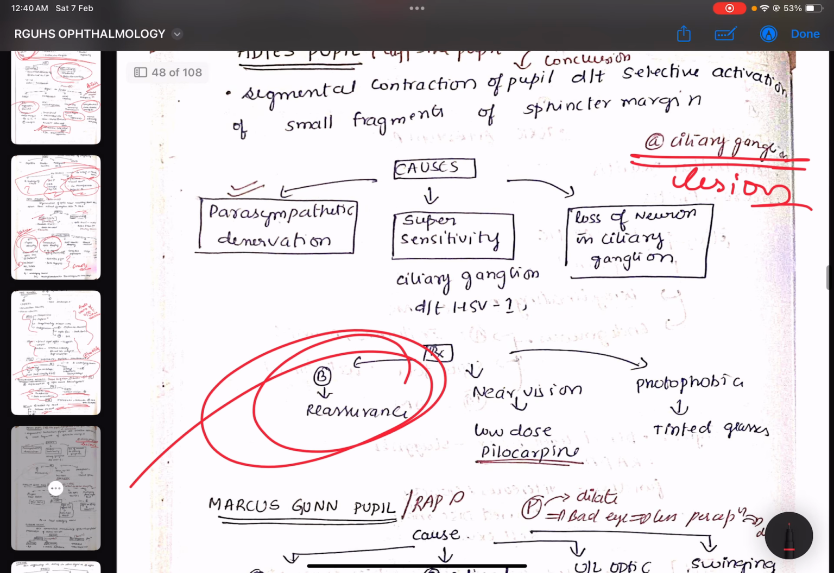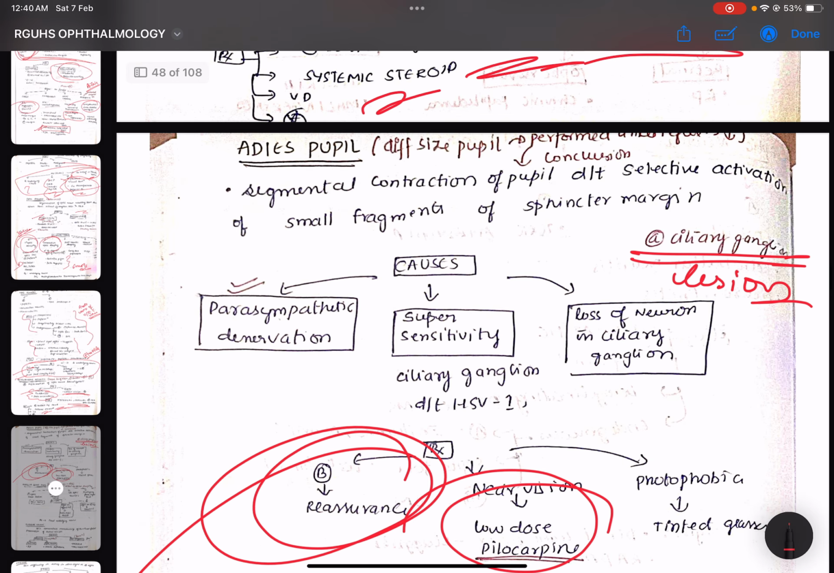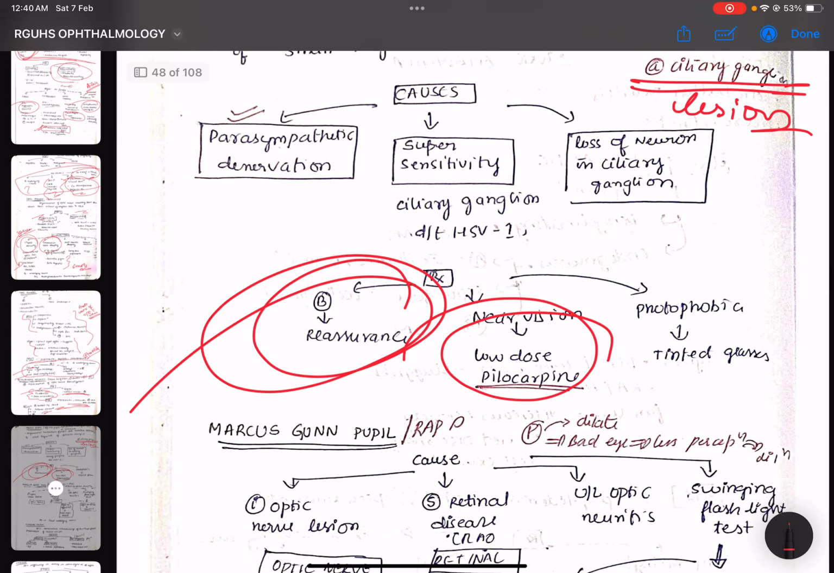So what is the major thing? It's reassurance. Again, to have proper near vision, you can start them on low dose pilocarpine. That's it. Okay, so that's how, when you are stuck, only two things will help you: knowing the natural history of the disease with the pathogenesis, or the history of the disease and how they found it out, so that 90% of your things will be sorted.